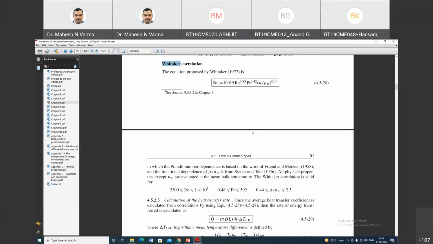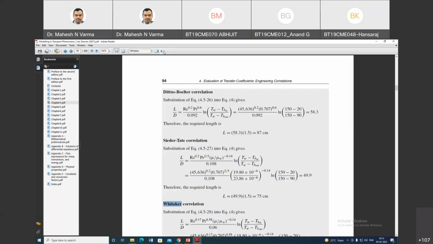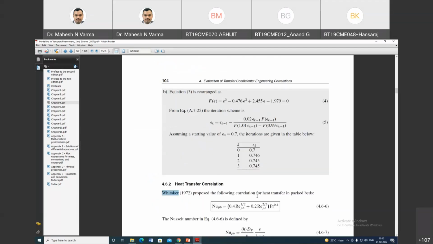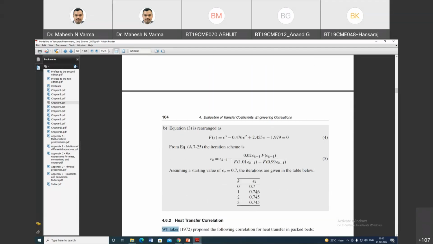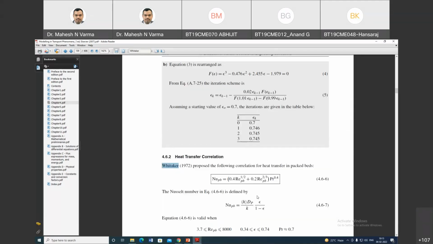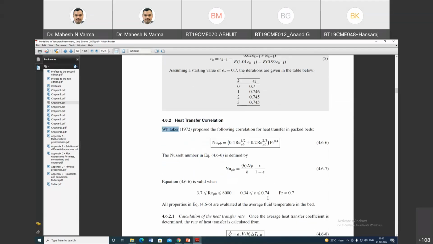In 4.4 there is one equation which is also called a Whitaker correlation, and 4.3 also has a Whitaker correlation. Let us see whether we have some more. Yes, there is a Whitaker correlation. No, this is the same, flow through pipe only actually. Correlation for packed bed. Again, packed bed also has a Whitaker correlation.